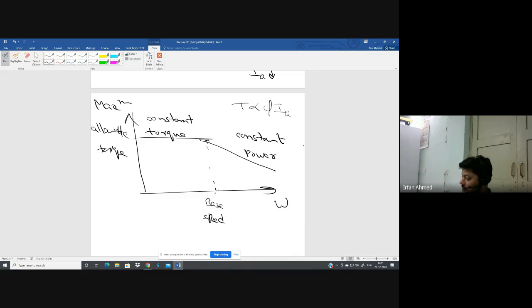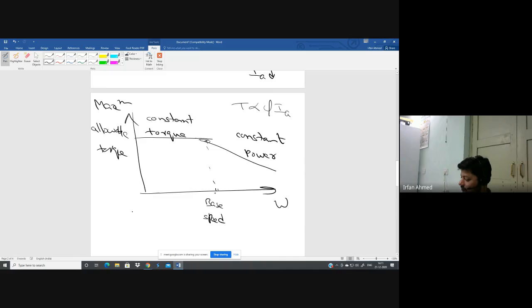Here you have armature voltage control. That means you are changing the voltage, you are keeping the flux constant, and your maximum allowable current is also constant. So you get constant torque. And after this, you are decreasing the flux, so your torque is decreasing, but your voltage and current are being held constant. So now this is at constant power.